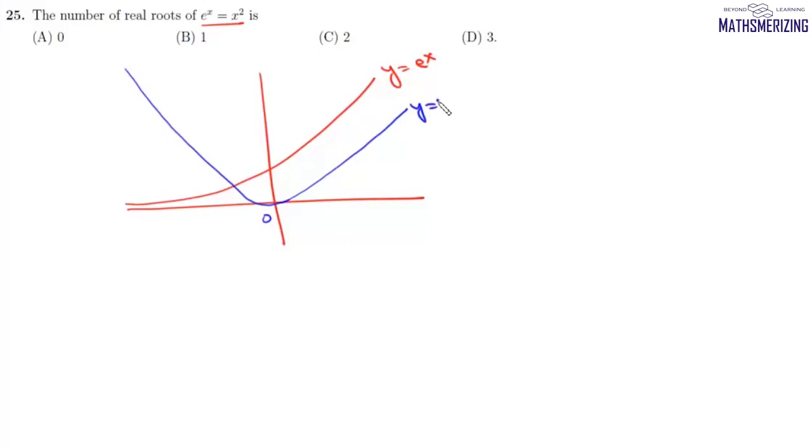So here on the right hand side, y equals x square won't intersect y equals e to the power x. In this case, y equals x square will never intersect y equals e to the power x when x is greater than 0. So for this equation, there is only one solution, and that will be when x is less than 0. So the number of real roots is 1, and that's your option B.